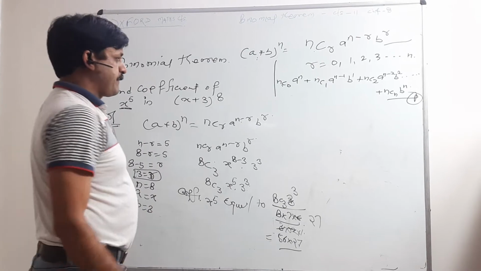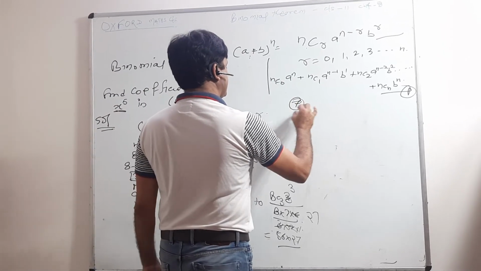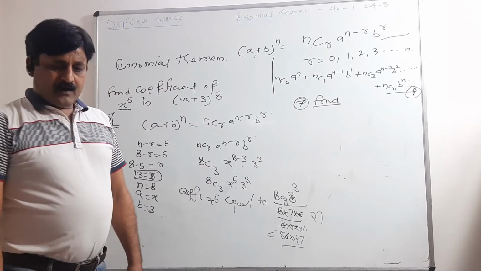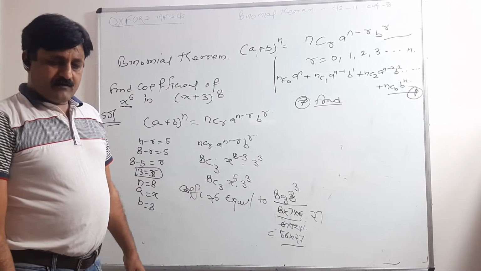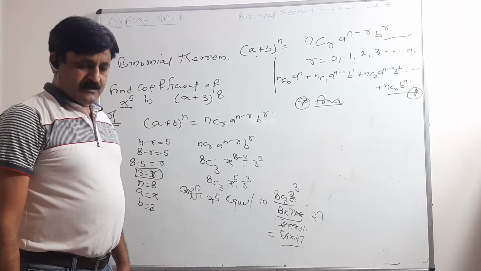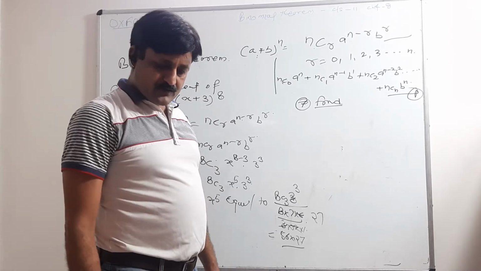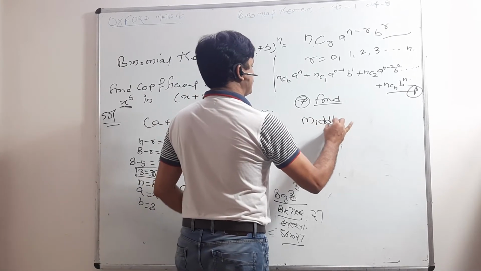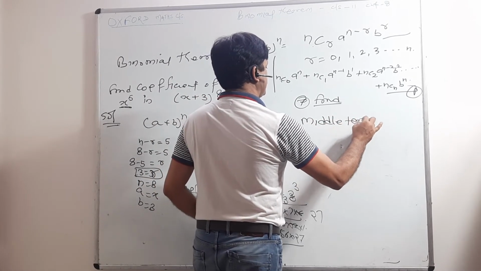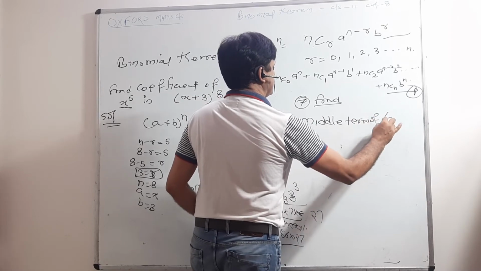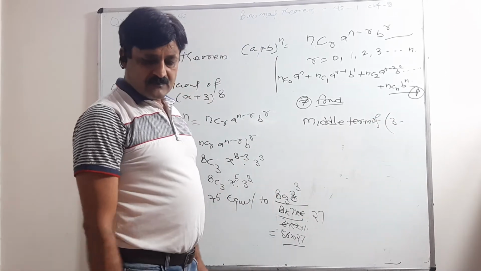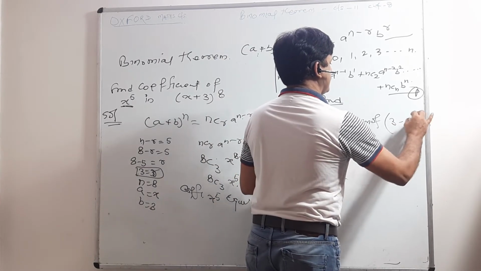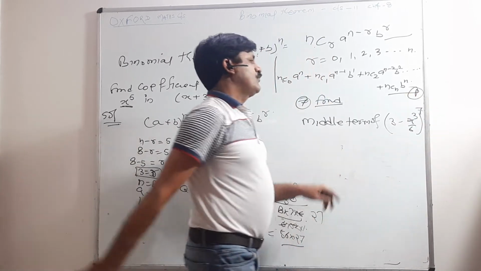Question number 7. Find the middle term of the expansion 3 minus x cube upon 6 whole power 7. Middle term of 3 minus x cube upon 6 whole power 7.